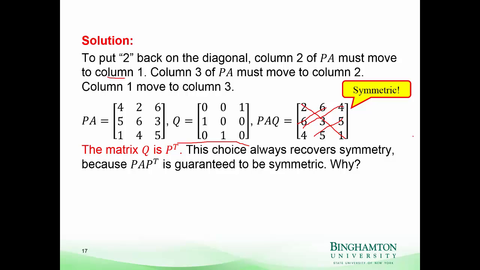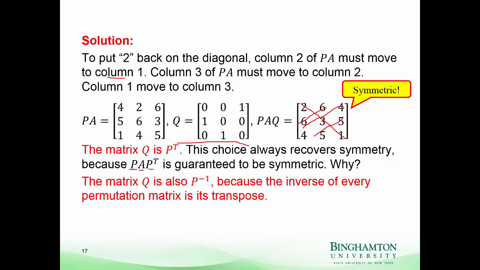So the matrix Q, as we see, is just the transpose of P. And this will always recover the symmetry. You can puzzle out why that must be true. We've got a permutation, a symmetric matrix, and the reverse permutation. We also know that this is really playing the role of an inverse, but we've already seen that for permutations, the inverse is just the transpose.